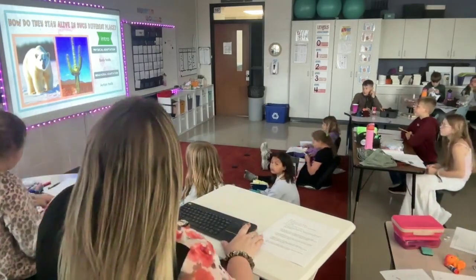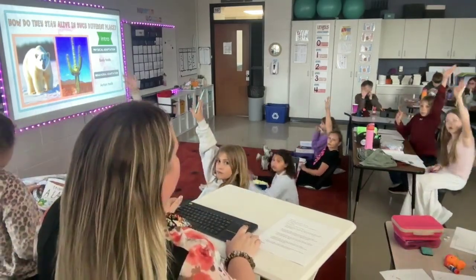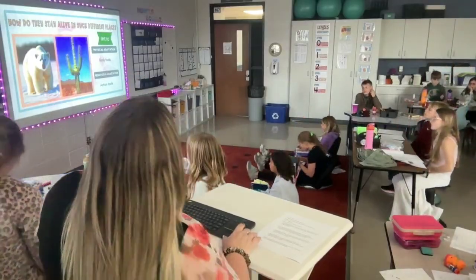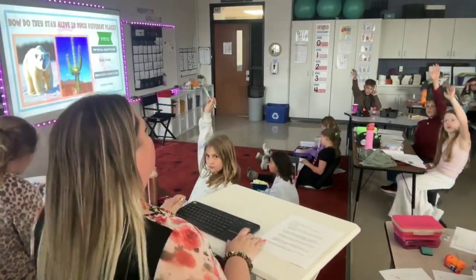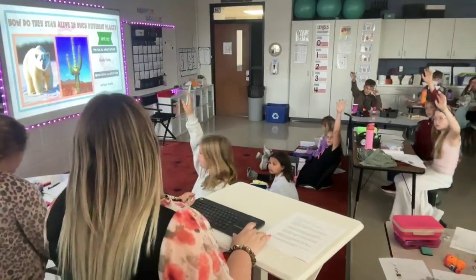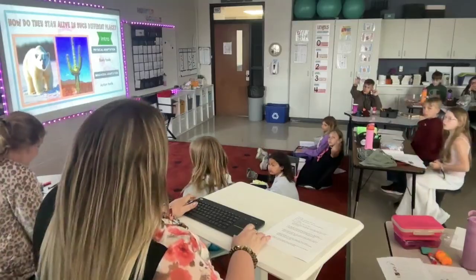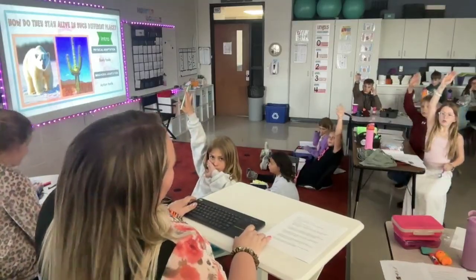All right. What do we have a picture of here? We have a polar bear, and does anyone know what that big green thing is? Isaac? A cactus. So how do they stay alive in such different places? Because they all have different adaptations. Okay. Can someone give me an adaptation of a polar bear?